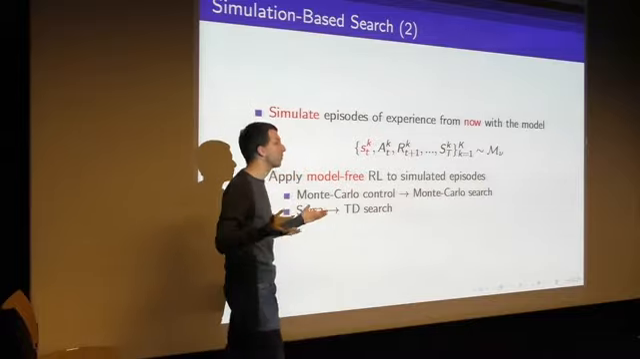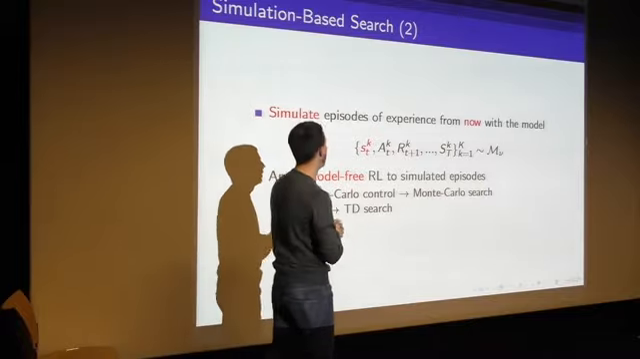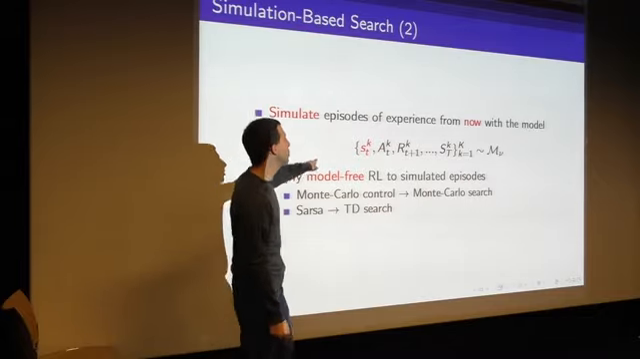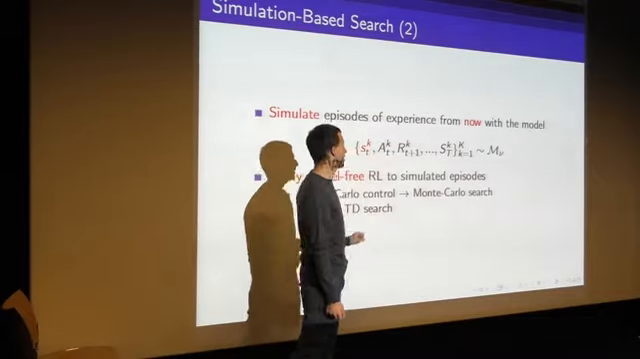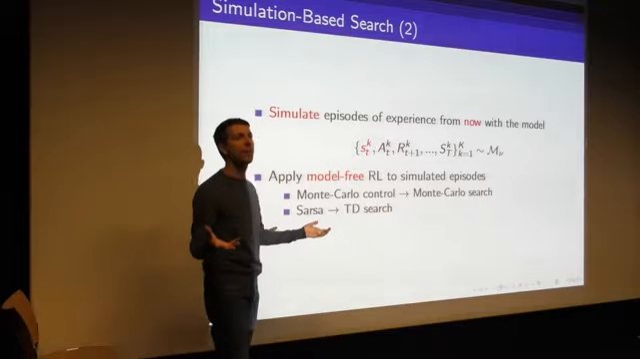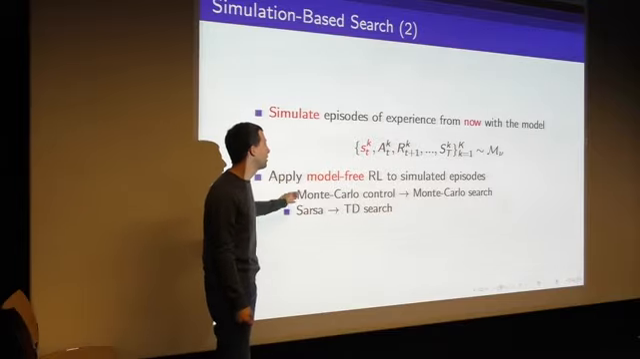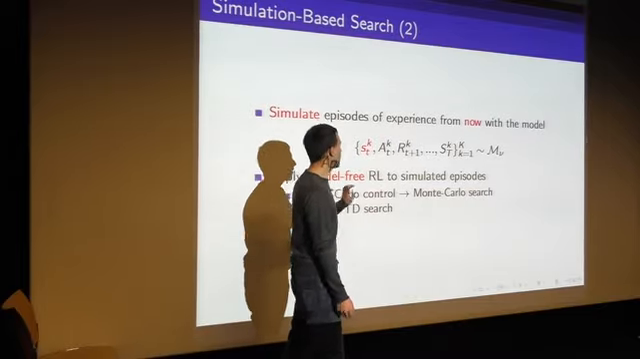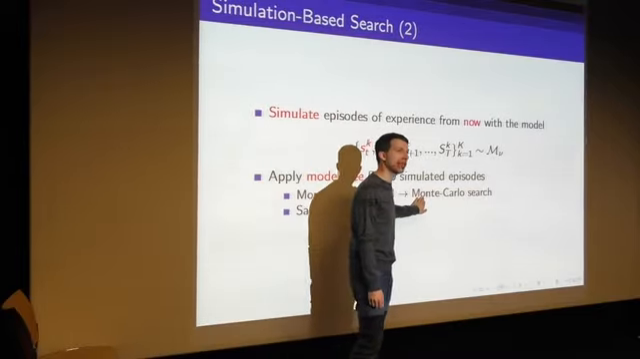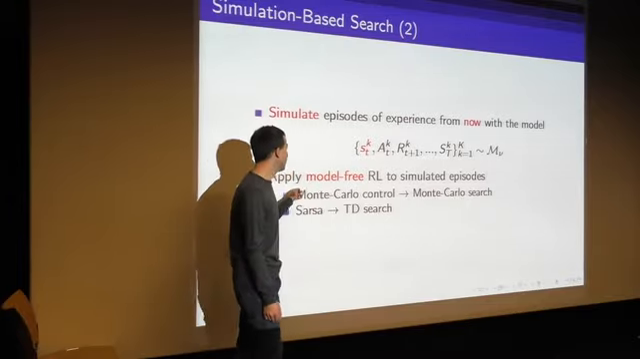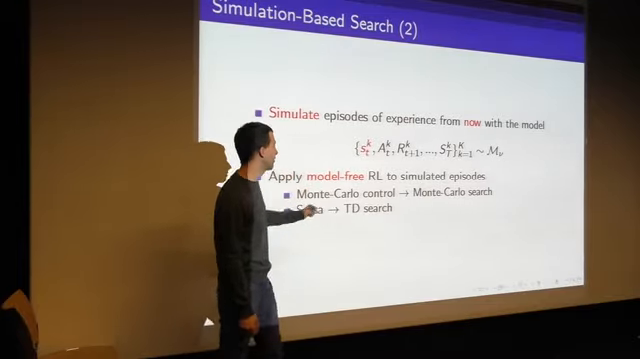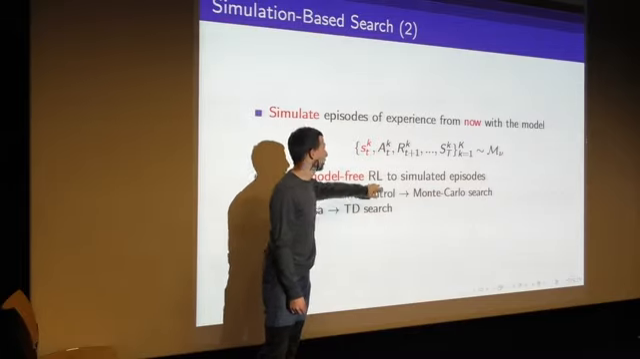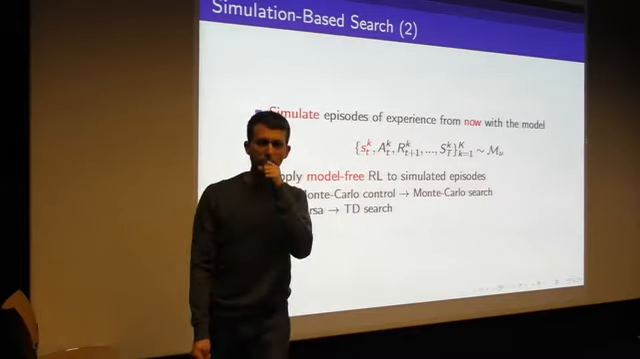If someone tells us the rules of chess, we don't need to learn it. And now we apply model-free reinforcement learning to this data, to our simulated experience, and we use our favorite method. So we could use Monte Carlo. If we use Monte Carlo control, then that gives us a method called Monte Carlo search. If we apply Sarsa, that gives us a method called TD search. I'll talk about both of those. This one's particularly well known.